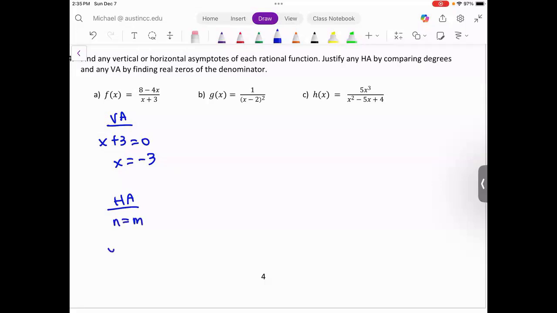When that's the case, we take the division of the lead coefficients of each polynomial. On top, that lead term is -4x, so that lead coefficient is -4. On the bottom, our lead term is x, so that lead coefficient is 1. So we get a horizontal asymptote of y equals -4.